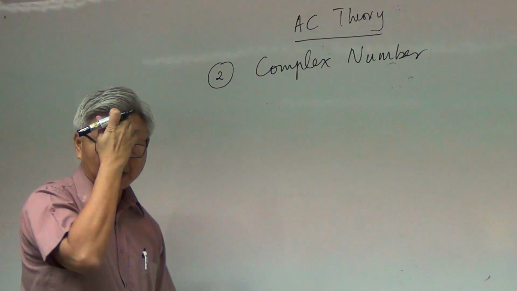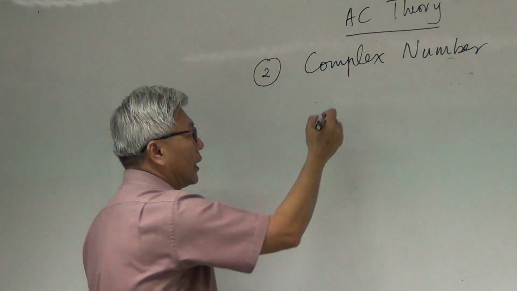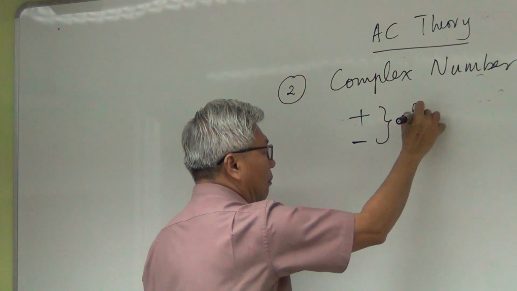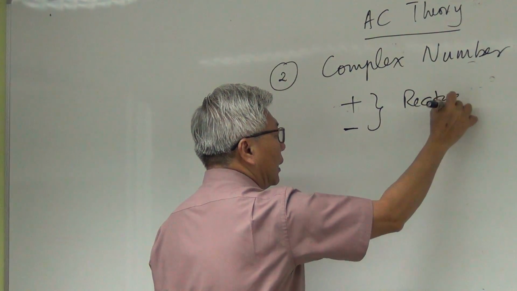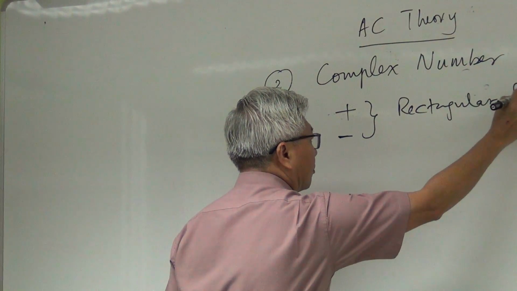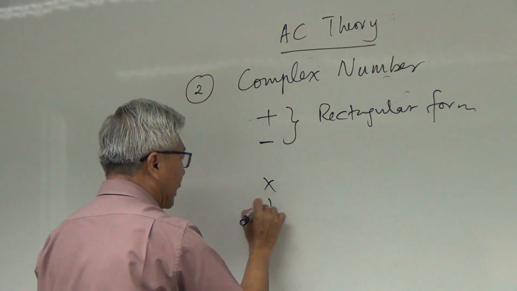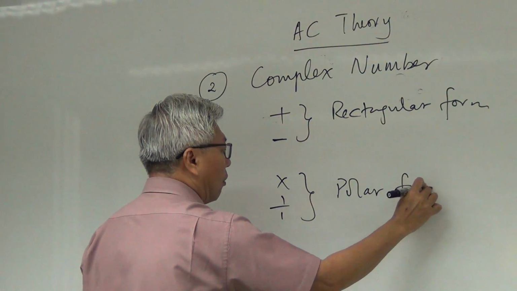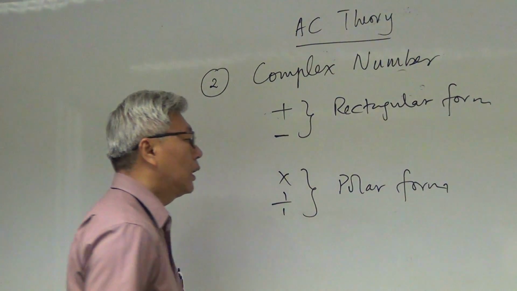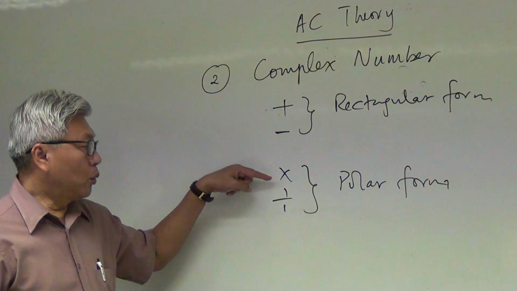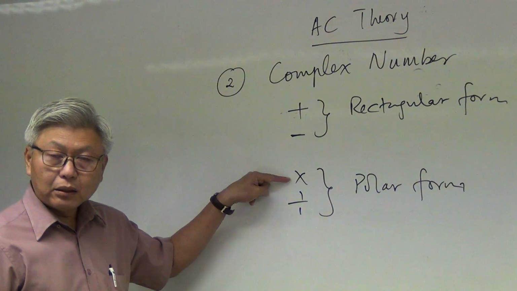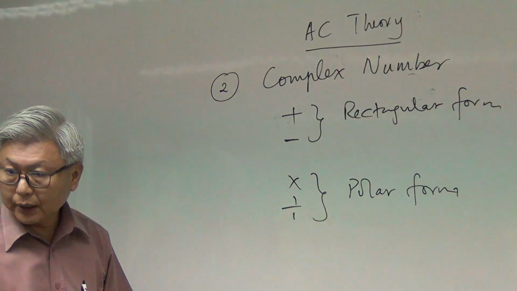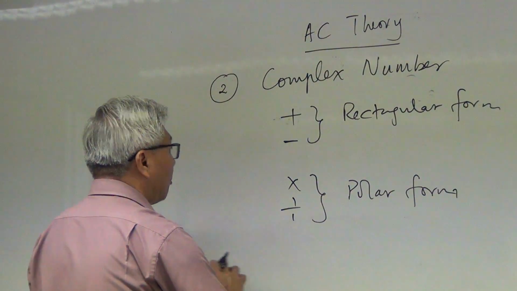Alright, if you do understand what I've just said, let's summarize it. When you do addition and subtraction, the numbers must be in rectangular form. When you do multiplication and division, both numbers must be in polar form. Right? When you multiply, the angle you add; when you divide, the angle you subtract. So that's called rectangular form, complex number.